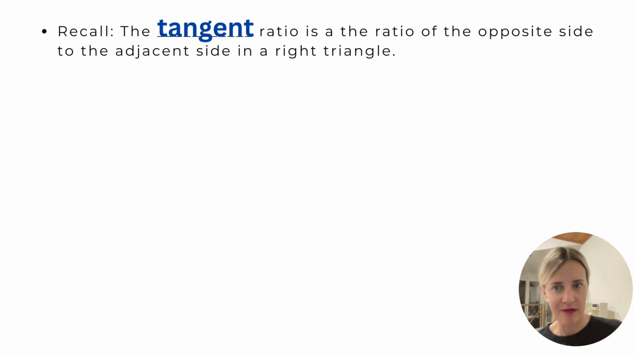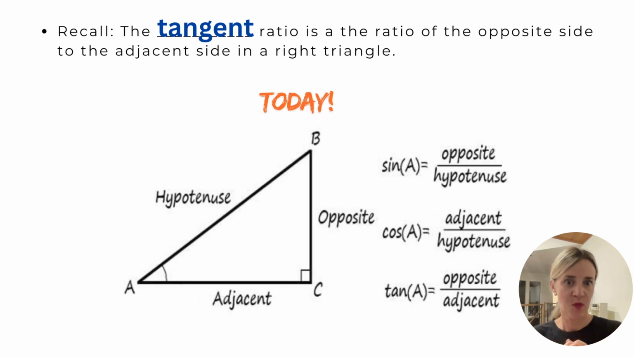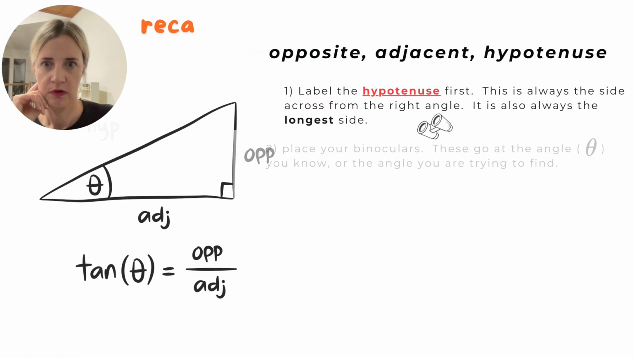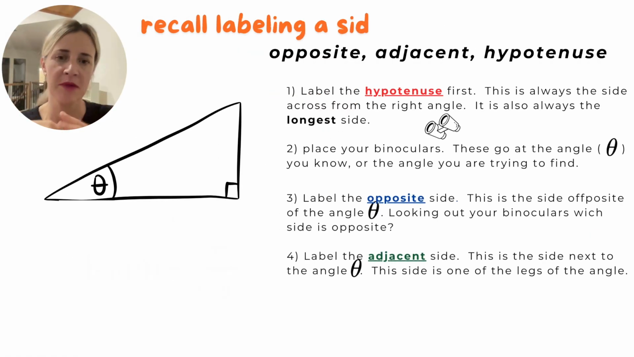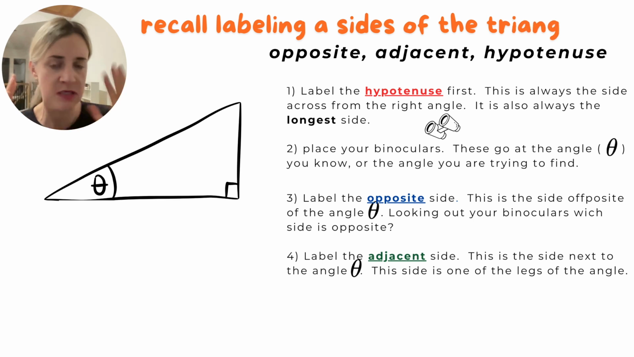We have learned that the tangent ratio is the ratio of the opposite side to the adjacent side in a right triangle. Okay, so we've learned that ratio. Today, we're going to talk about the other two. We are going to talk about sine and cosine, and we're going to go over when and why we pick sine, cosine, or tangent.